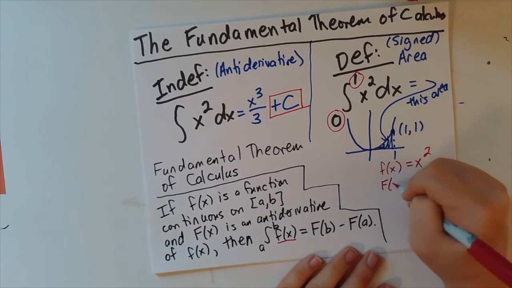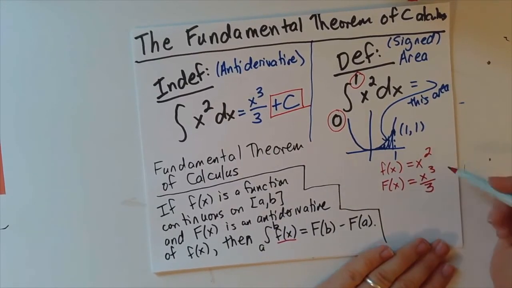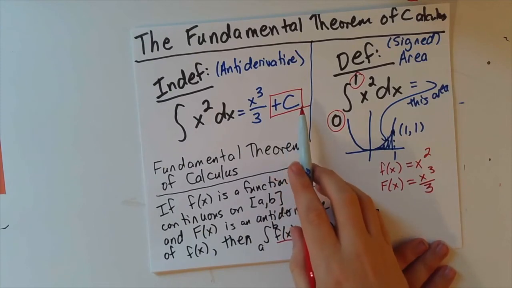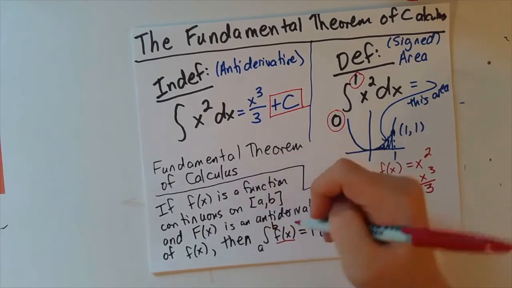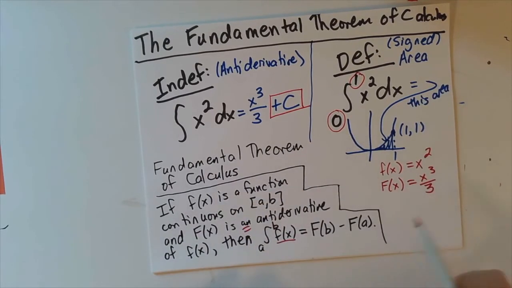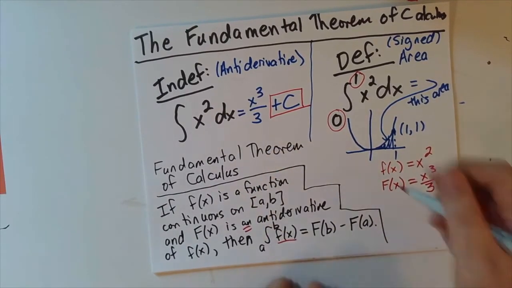So my big F is an antiderivative here. I'm going to choose x cubed over 3. Note, I'm usually just going to take the c to be 0. You could take the c to be something else if you wanted, but I just need an antiderivative, so I don't need the most general antiderivative. But anyway, that's what we got when we calculated the indefinite integral over here.